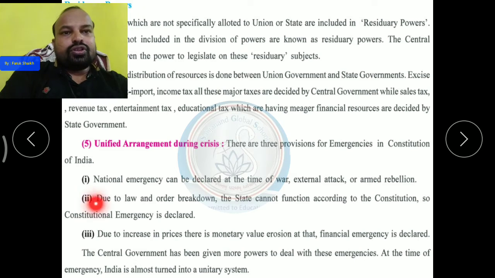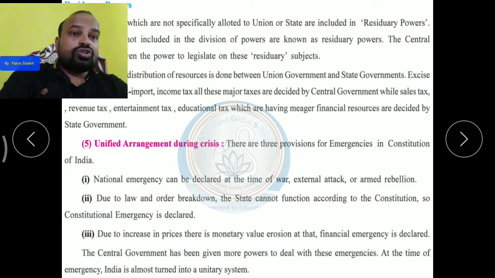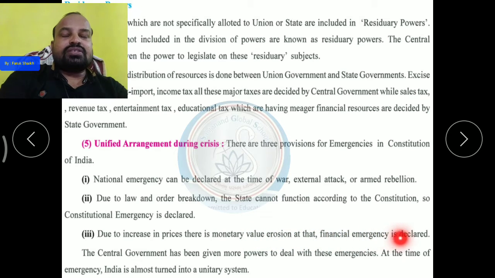Number two, due to a law and order breakdown, the state cannot function according to the constitution, so a constitutional emergency is declared. If at some time the state government fails to manage law and order in the state, then the constitutional emergency is declared by the central government. Number three, due to the increase in price there is an erosion of monetary value, and at that time a financial emergency is declared.